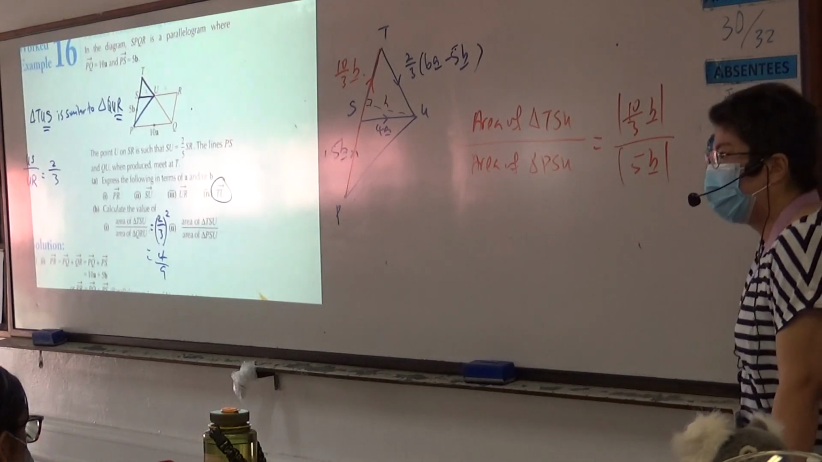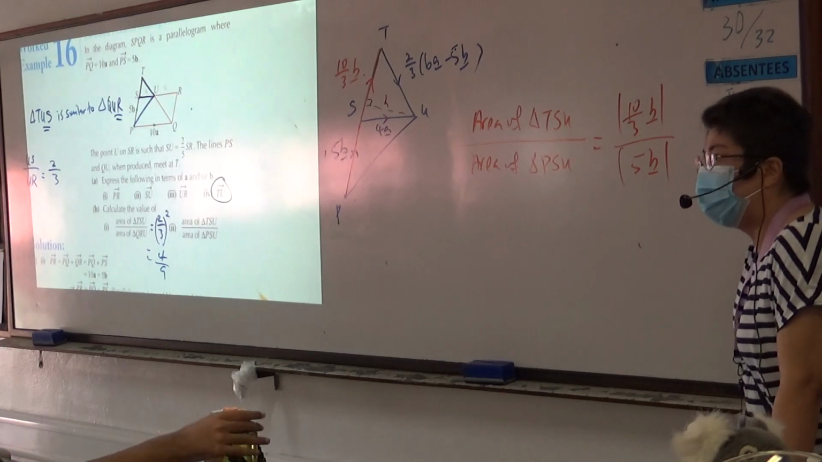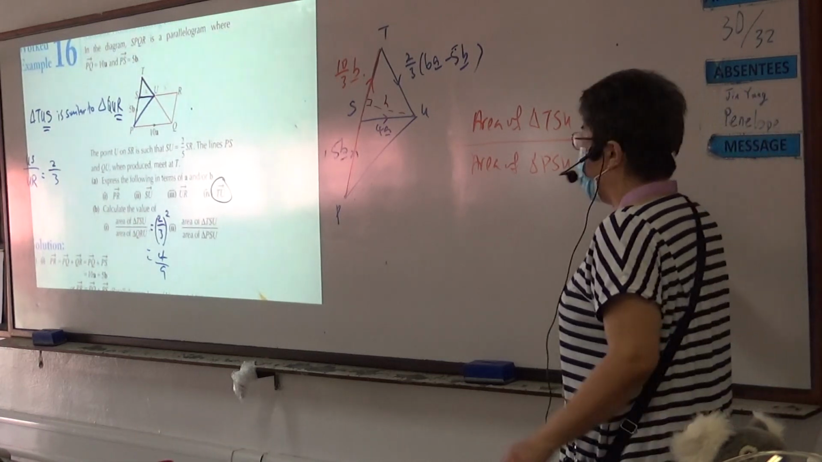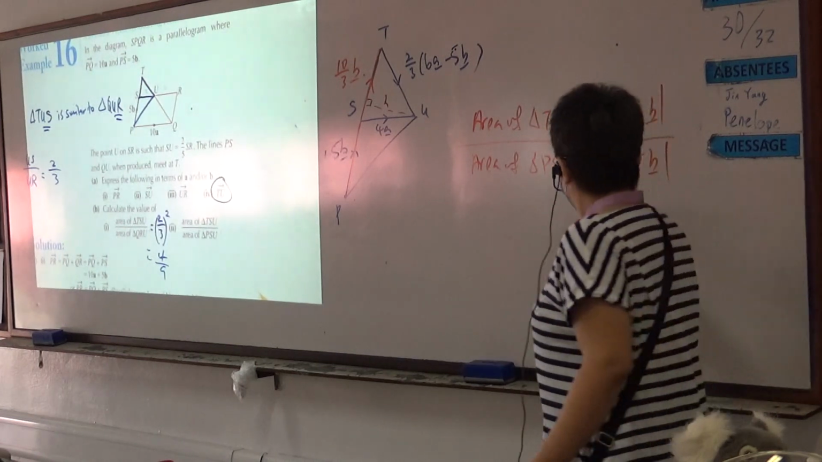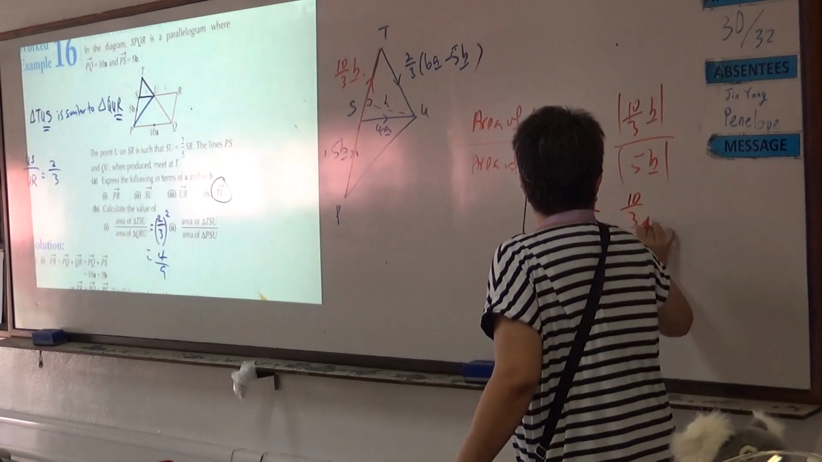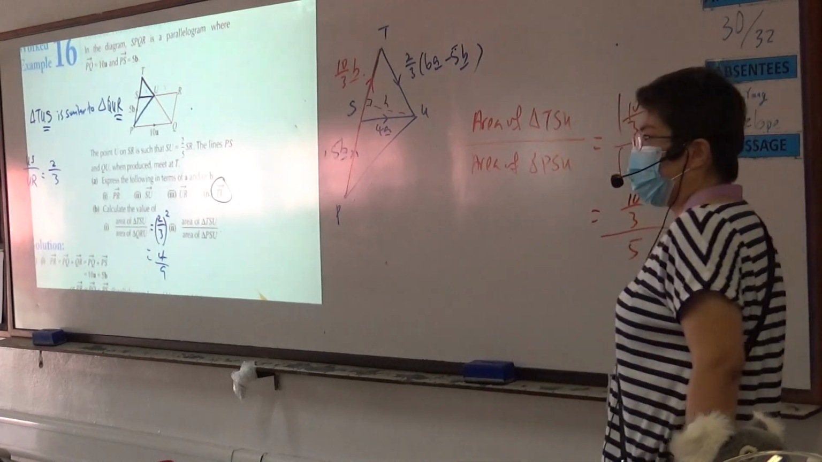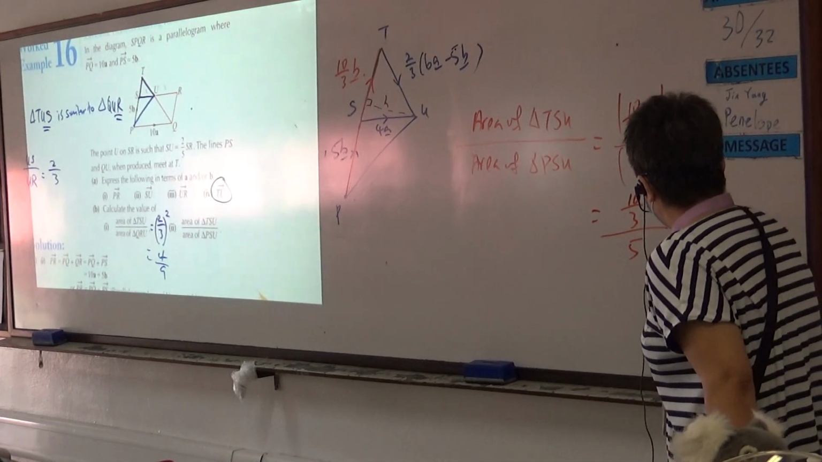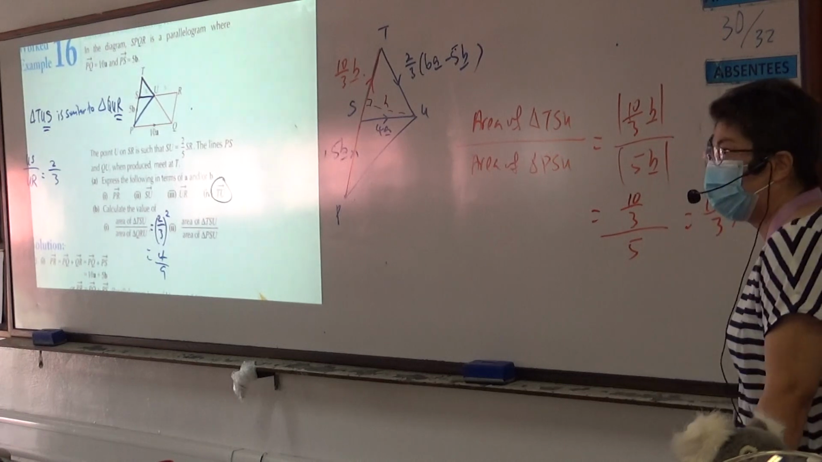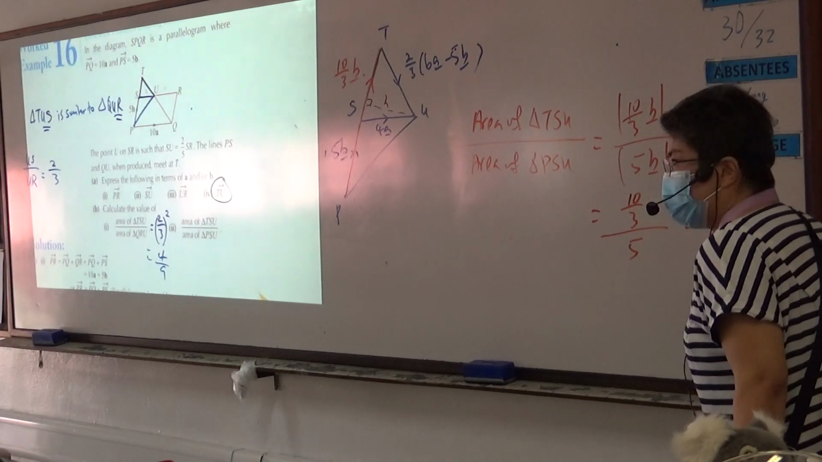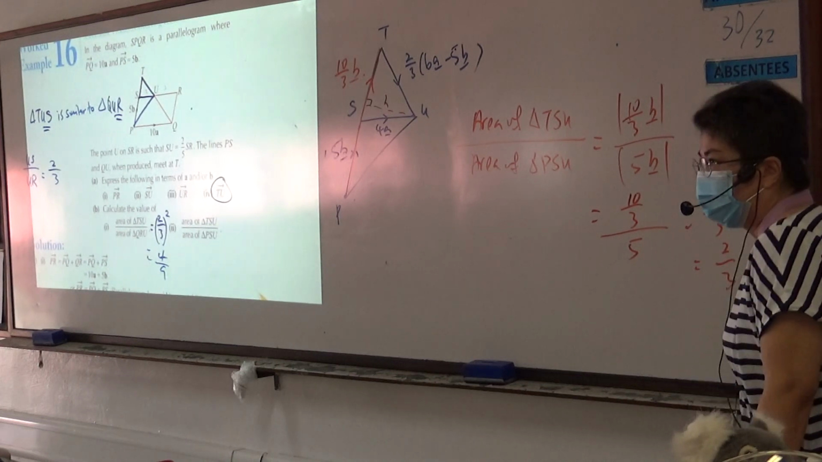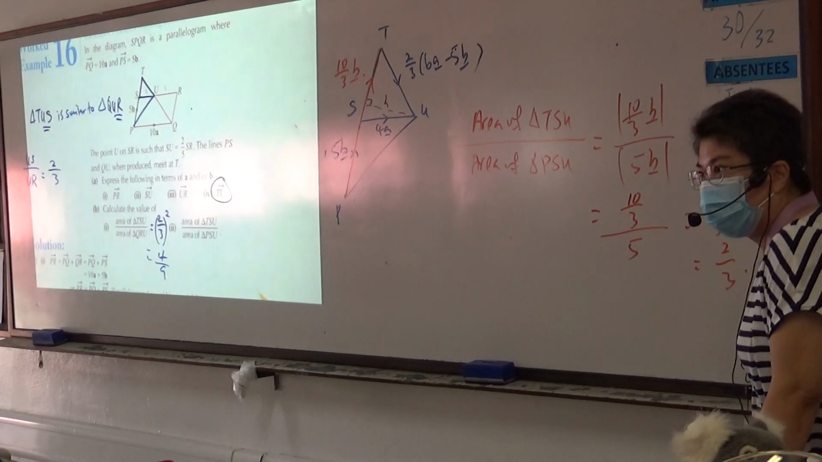Why? Because this is magnitude. And the magnitude of B will be the same. Agree or not? Magnitude of B must be magnitude of B. So it will just boil down to 10 over 3 over 5, right? So it's actually 10 over 3 times 1 over 5, right? So what's this? What's the answer? 2/3. Can you see what I'm talking about?